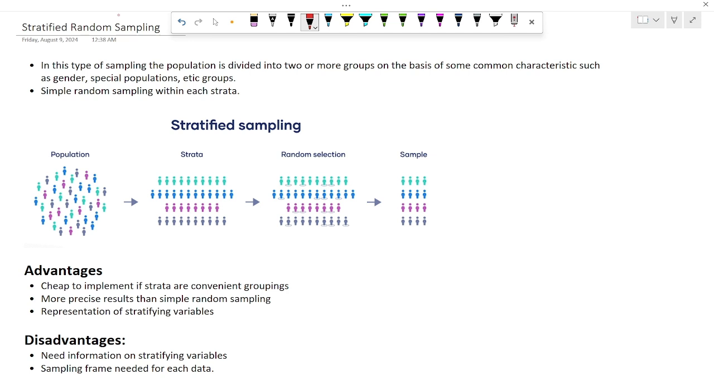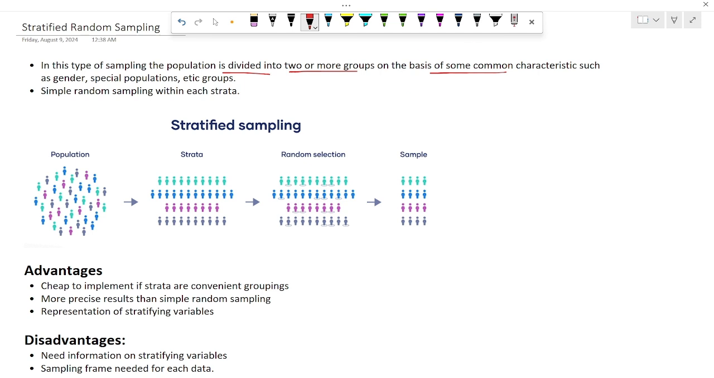So let's see what stratified random sampling is. Stratified random sampling is a type of sampling in which the population is divided into two or more groups on the basis of some common characteristic. In simple random sampling, we just pick random samples from the population. In stratified random sampling, we first divide the population into two or more groups on the basis of some common characteristic.